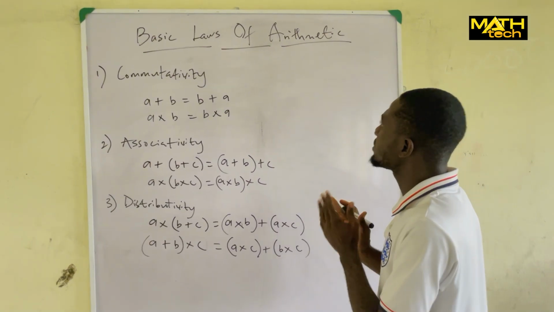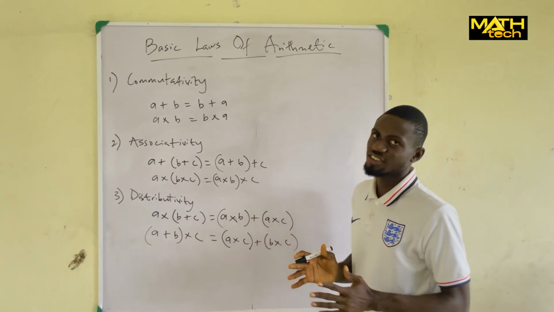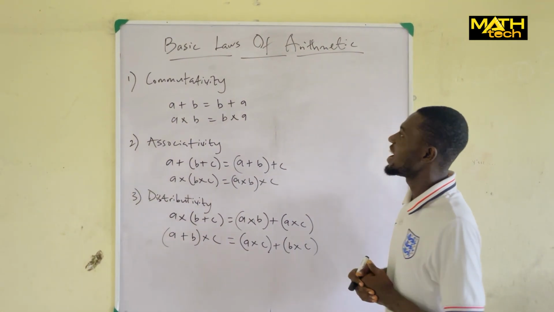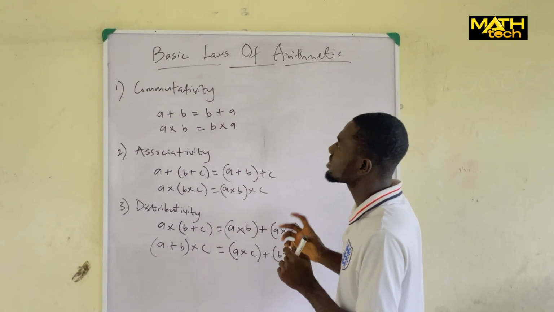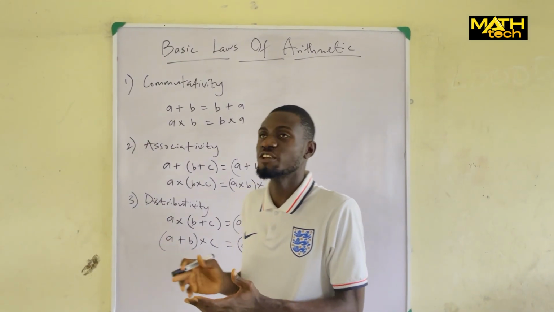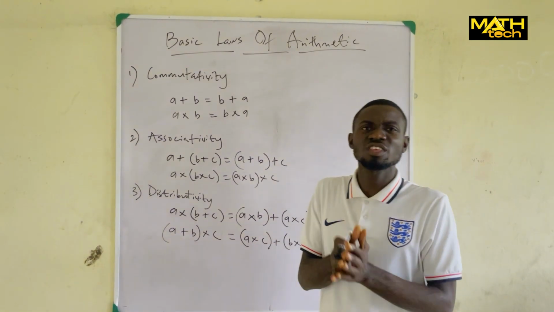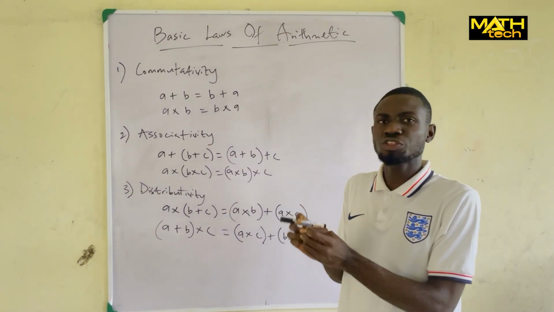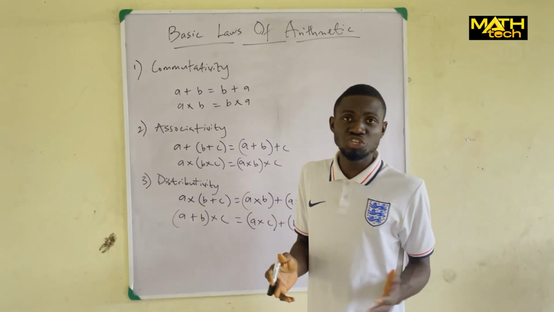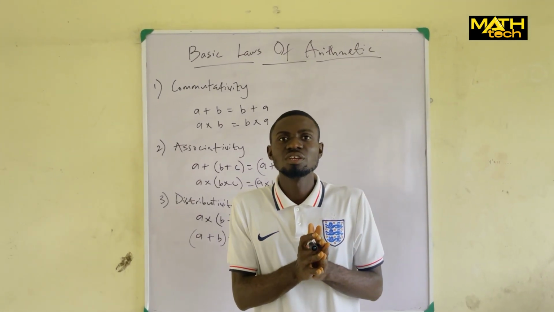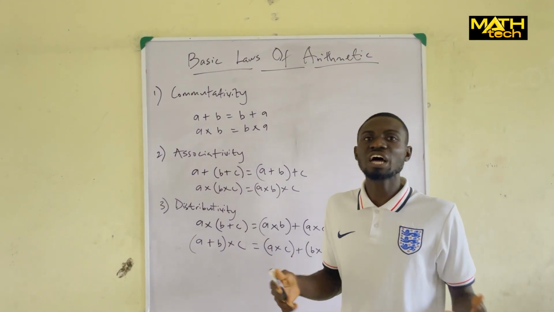Now we'll be looking at the basic laws of arithmetic. The basic laws of arithmetic. And firstly, we'll be talking about the commutative law or commutativity. Now, when we're talking about commutativity, let's look at the operators addition and multiplication. Addition and multiplication can go either way.